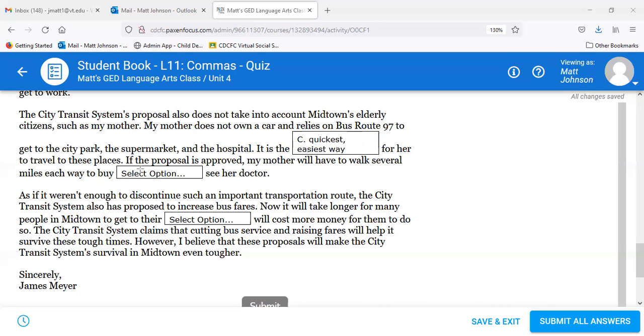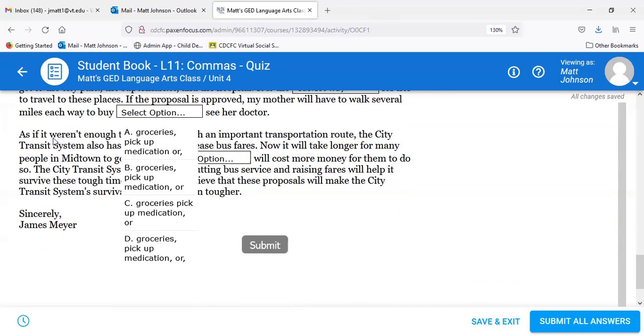And then moving on: if the proposal is approved, my mother will have to walk several miles each way to buy groceries, pick up medication, or groceries, pick up medication. Which one do we go with there? A. I think it's A.